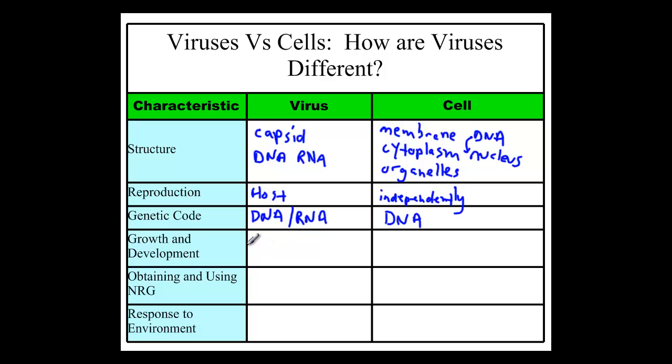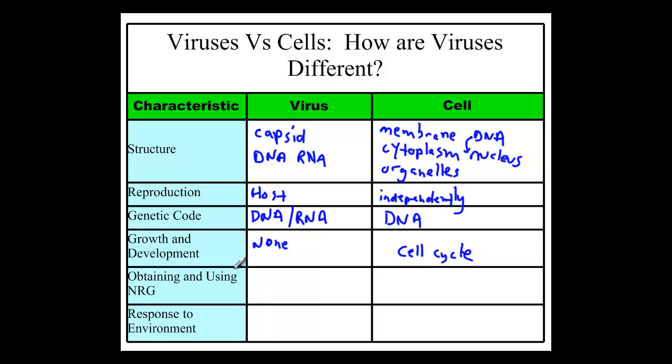Now, as far as growth and development is concerned, viruses do not grow. None. They don't have the enzymes to grow, and they don't have the ribosomes to make the enzymes to grow. So once a virus is created, it doesn't grow or develop, versus a cell that goes through the typical cell cycle where it grows, it develops, it creates energy, it uses energy, it has to obtain nutrients. There's the cell cycle there.